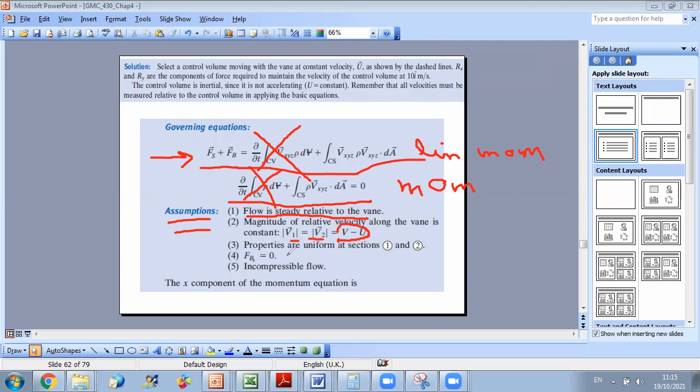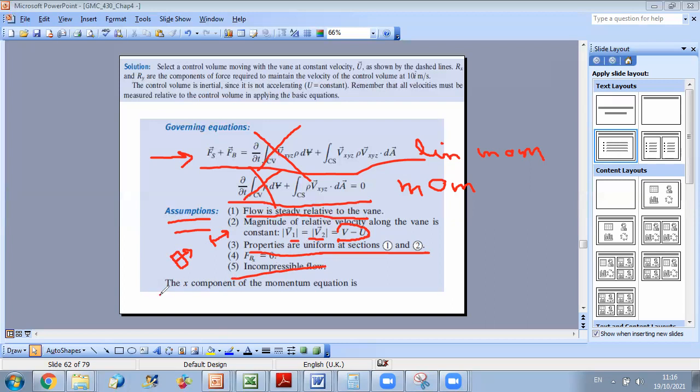Another assumption is that at sections 1 and 2, since they didn't mention anything, we can consider that properties are uniform at these sections. I can consider constant velocity over the section. This assumption is valid for turbulent flows because in turbulent flows the profile is very close to a uniform profile. And in addition, our flow is incompressible. Now we are ready to write our equations.